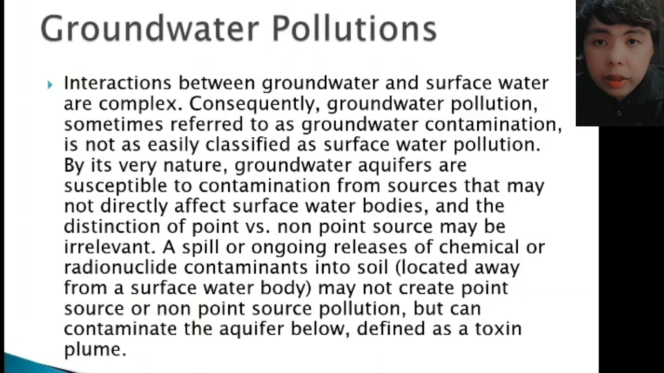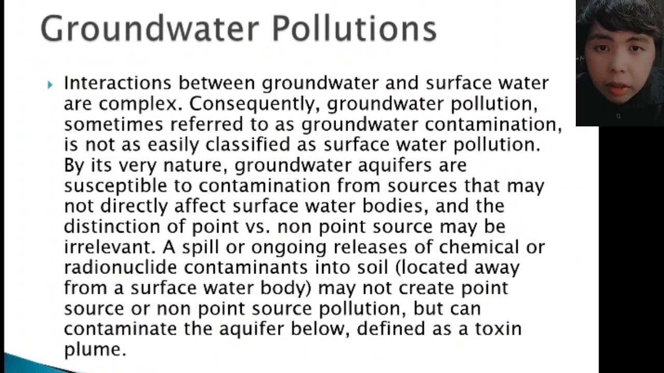Groundwater pollution involves the interaction between groundwater and surface water, and is complex. Consequently, groundwater pollution sometimes occurs as groundwater contamination that is not easily classified as surface water pollution. By its very nature, groundwater is susceptible to contamination from sources that may not directly affect surface water bodies, and the distinction of point and non-point source may be irrelevant.